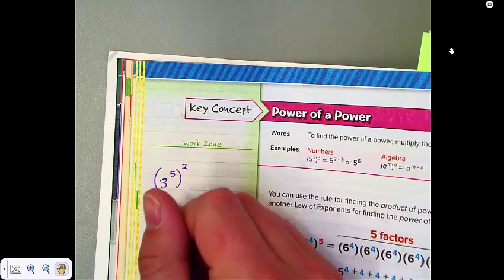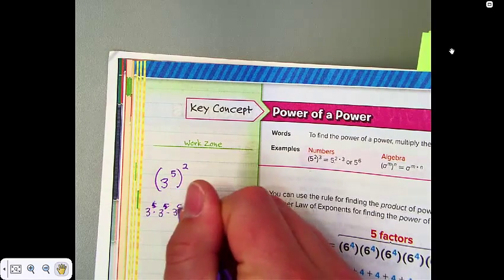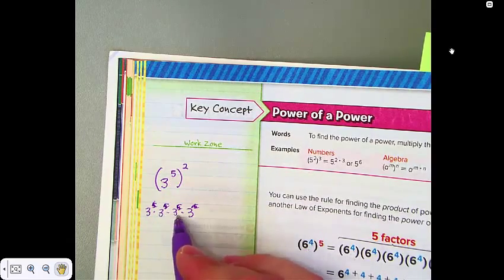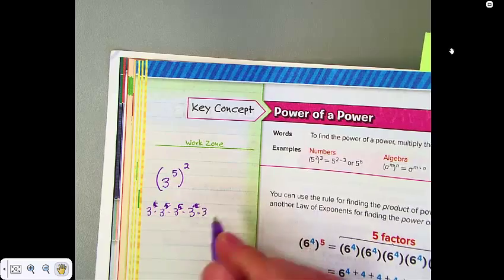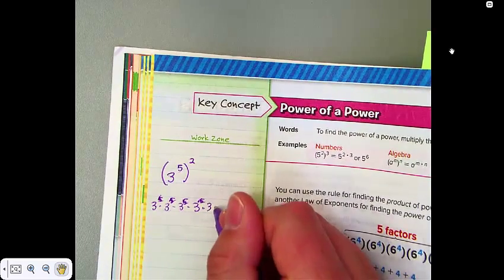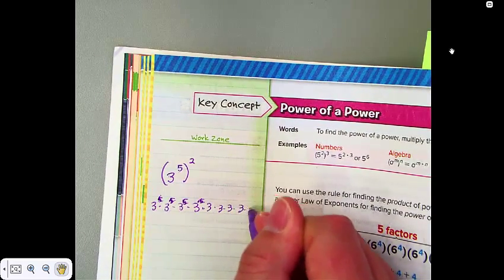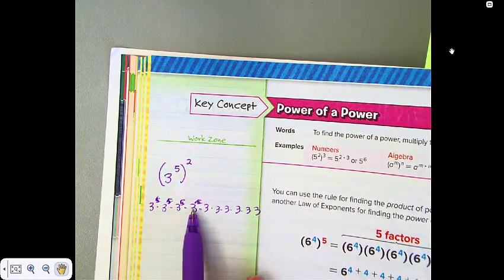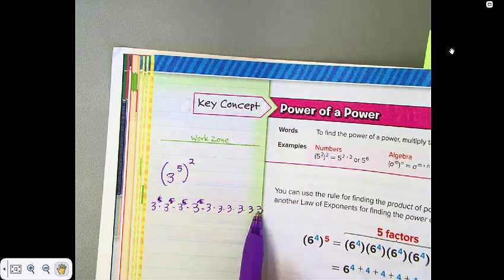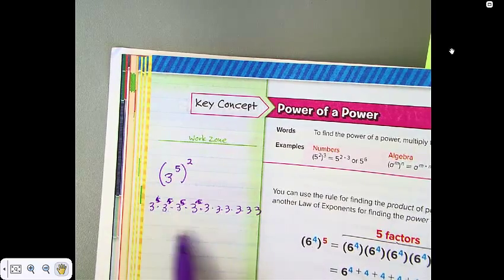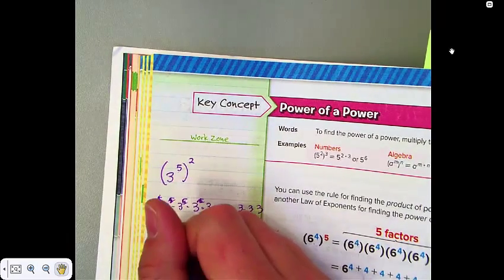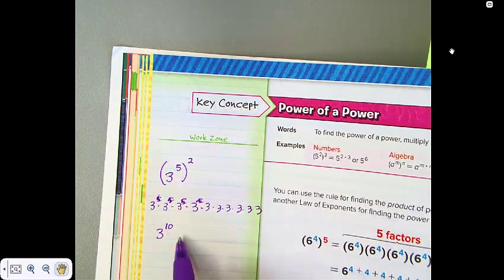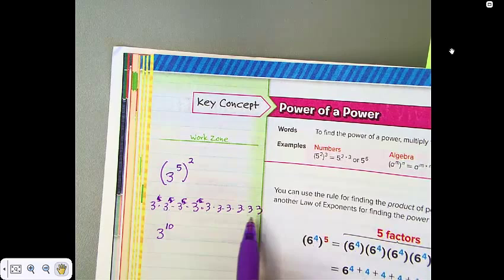Okay? Oh, I messed up there. Need to get rid of these. Okay? I have 5 3s, 1, 2, 3, 4, and 5. But then I have it again, 1, 2, 3, 4, 5. If I count up all those 3s, 1, 2, 3, 4, 5, 6, 7, 8, 9, 10, I have 10 3s all being multiplied together. Okay? Which you should know by now would be 3 to the 10th power. Okay? Now that's just torturing yourself to write all that out.